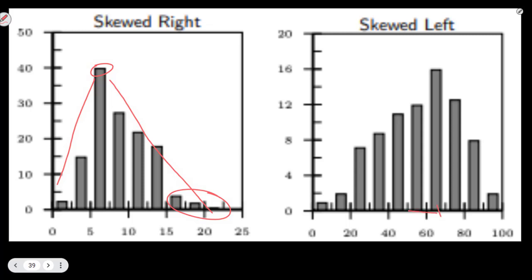From the middle, you've got 1, 2, 3, 4, 5, 6 categories to the right, but only 3 categories to the left. So that's what makes it skewed right or skewed left, when you have a lot more categories, a lot more data going in one direction than the other.